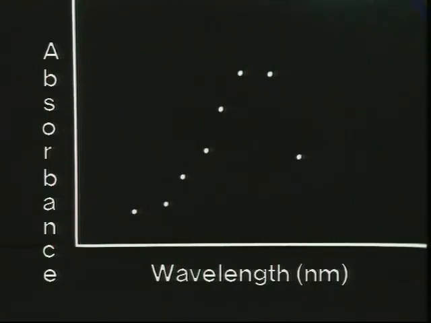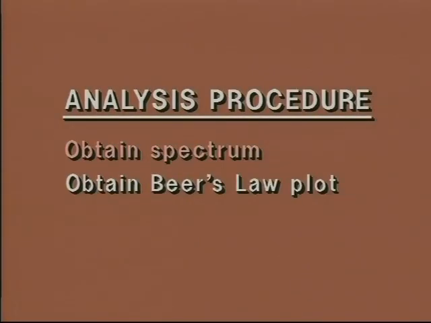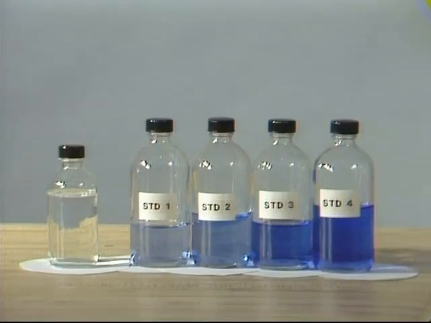If the solution is too concentrated, the maximum absorbance of the spectrum will be infinite over a range of wavelengths. In these cases, the solution must be diluted in order to obtain the maximum absorbance for the second step of the procedure. The second step in the analysis is to obtain the Beer's law plot of the absorbance versus concentration. Several solutions of known concentration as well as the blank are needed.